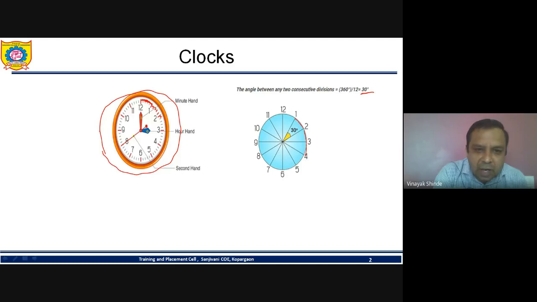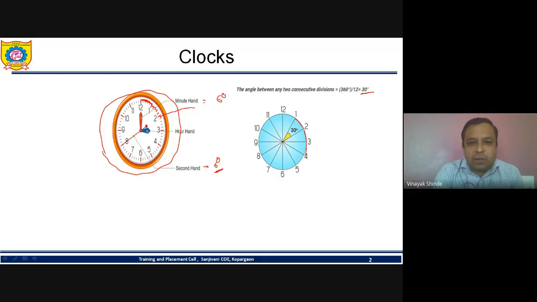Okay, so in 1 minute, how much angle is covered by the minute hand? It is 6 degrees, right? The minute hand completes 6 degrees in 1 minute. In the same manner, the second hand also completes 6 degrees in 1 second, right? When 1 second is completed, how much angle is traveled by the second hand? It is 6 degrees, right?